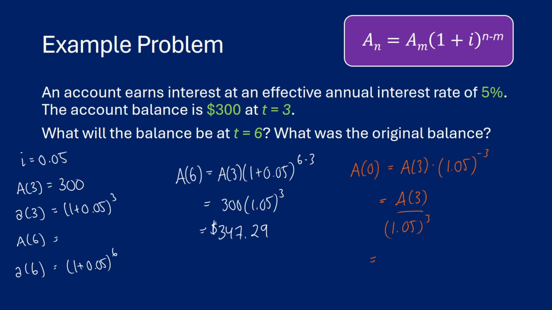So if we put in big A of 3, which is 300, we can divide this by 1.05 cubed, which will give us a total of $259.15. So at time t equals 0, we put in $259.15 with an annual compound interest rate of 5% that grows to 300 at time 3, and then at time 6 that grows all the way up to 347.29. So hopefully that wasn't too bad. Again, this is just playing with the stuff that we learned earlier, playing around with formulas a little bit, and getting comfortable with writing out information and figuring out what we need to figure out.